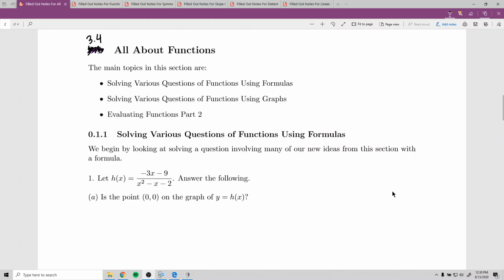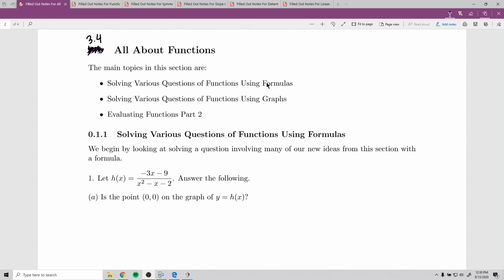This video will be on section 3.4, all about functions. And this section is really just putting together what we learned in the previous three sections. There might be a couple of questions that seem new, but it's just a different wording.